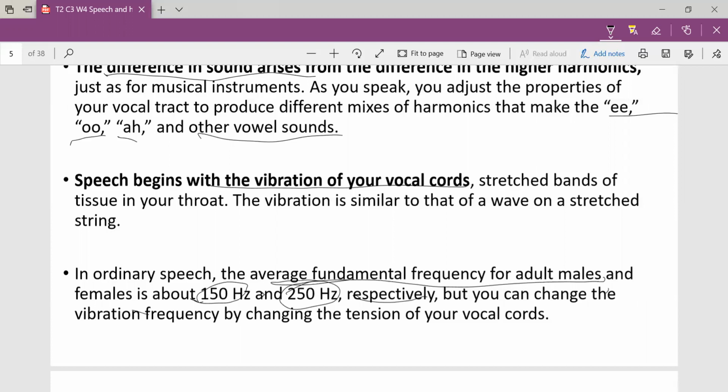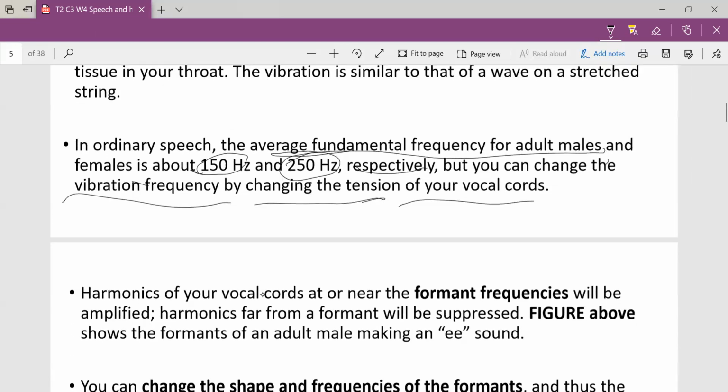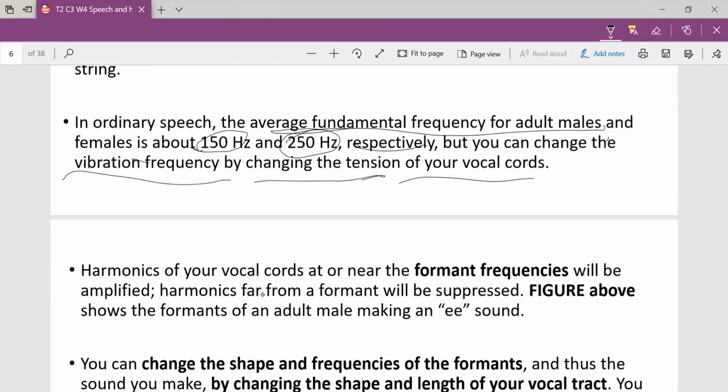So whenever we want to change the sound, we can do this by changing the vibration frequency, and that is done by changing the tension on your vocal cord. So you modulate or change the sound you produce by adjusting the tension on your vocal cord.